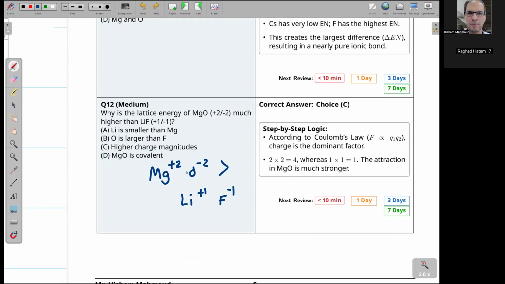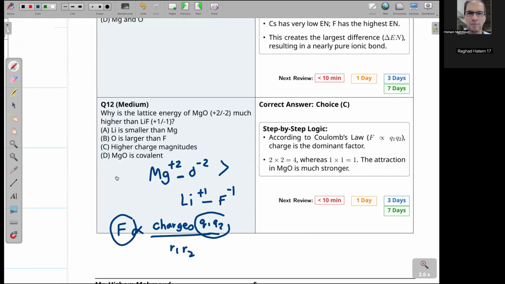So higher charge magnitudes, because we said that the Coulombic forces, the forces of attraction between the two ions, depend on the charges. It's directly proportional to the charges and inversely proportional to what? You remember? To the radius, right? The bigger the radius, the smaller the attraction. The smaller the radius, the bigger the attraction. So since the attraction is very strong, the lattice energy is strong.